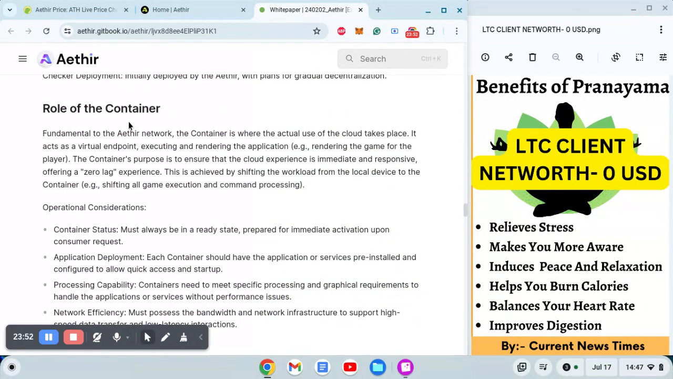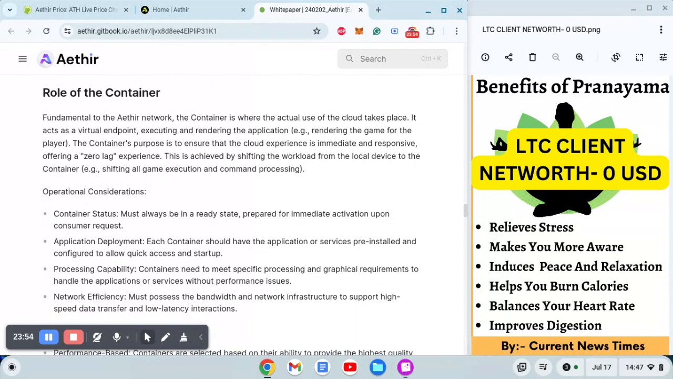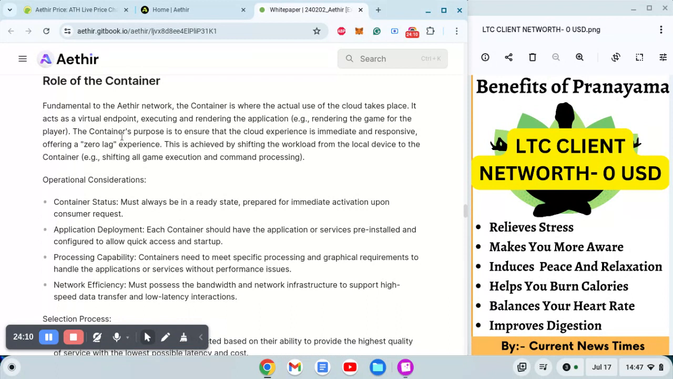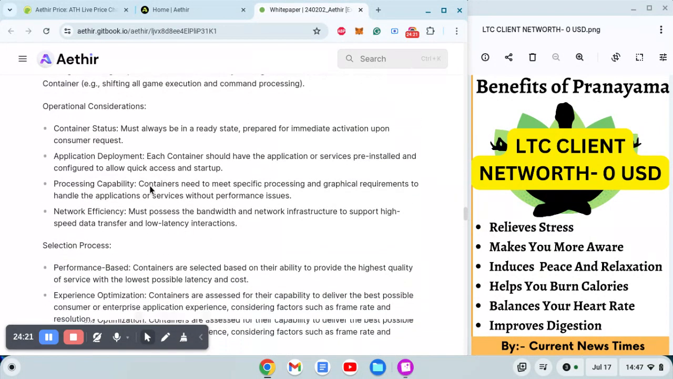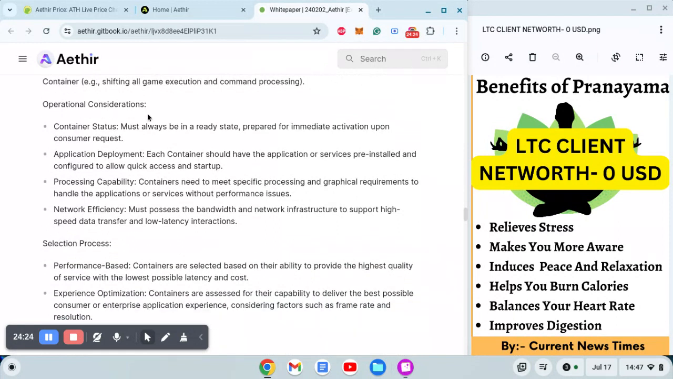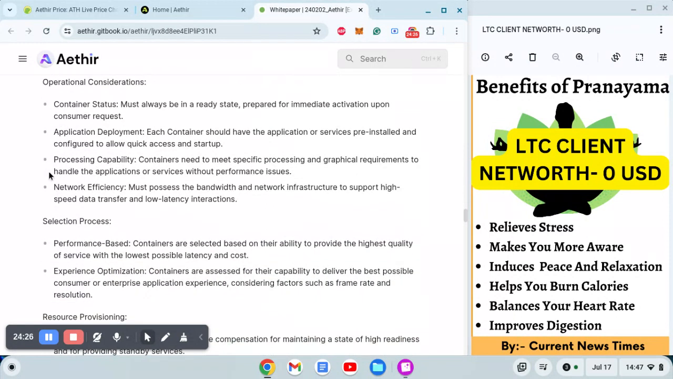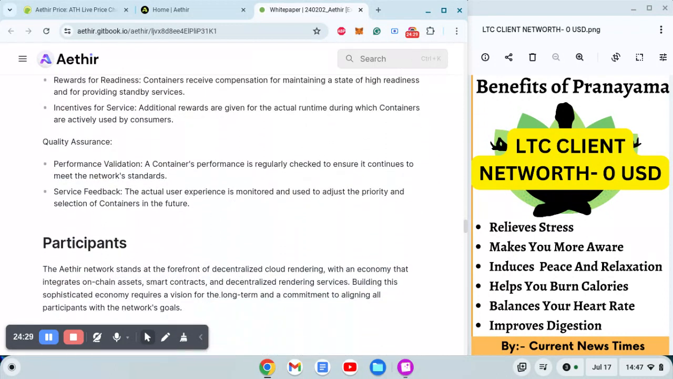Now let's go to the role of the container, which might be an interesting thing to know. Fundamental to the Aethir network, the container is where the actual use of the cloud takes place. It acts as a virtual endpoint, executing and rendering the application. Oh, so this is an important part of the ecosystem. The container's purpose is to ensure that the cloud experience is immediate and responsive, offering a zero lag experience. This is achieved by shifting the workload from the local device to the container. Operational considerations: container status. These are again a bit technical, you can go through it.